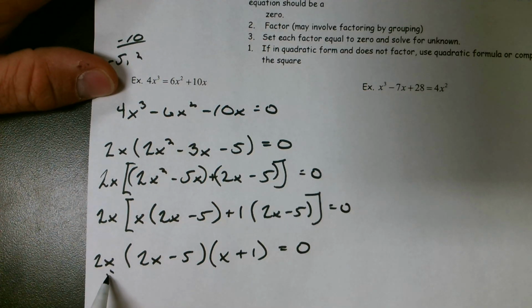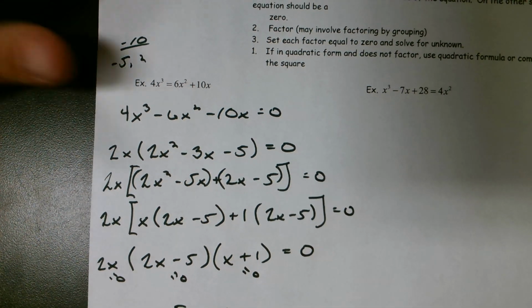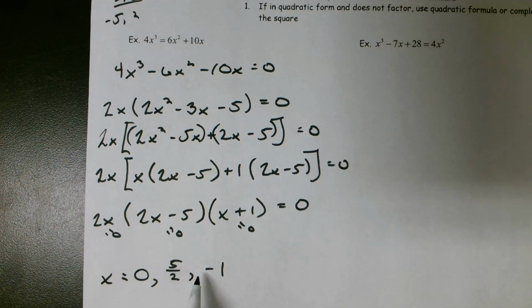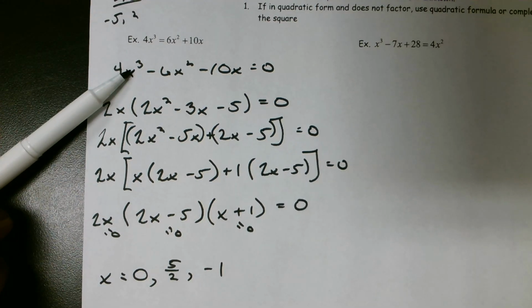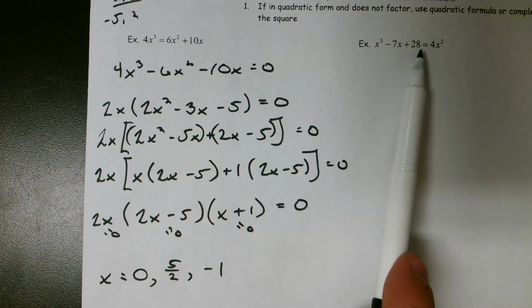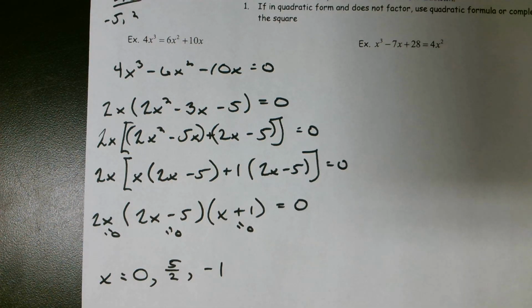Okay, and now we can apply the zero product property, and we get x is equal to 0, x is equal to 5 halves, and x is equal to negative 1. So that does hold true. We get 3 answers. Our polynomial is degree 3, so the fundamental theorem of algebra holds true. Go ahead and pause your video and make this polynomial equal to 0. Use a little bit of grouping and see if you can find all the zeros for this one.